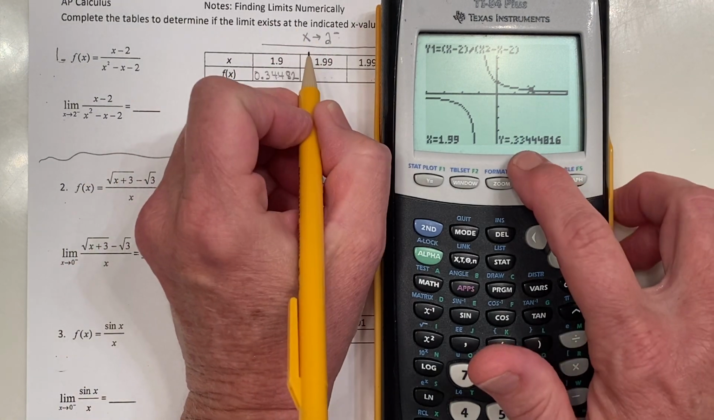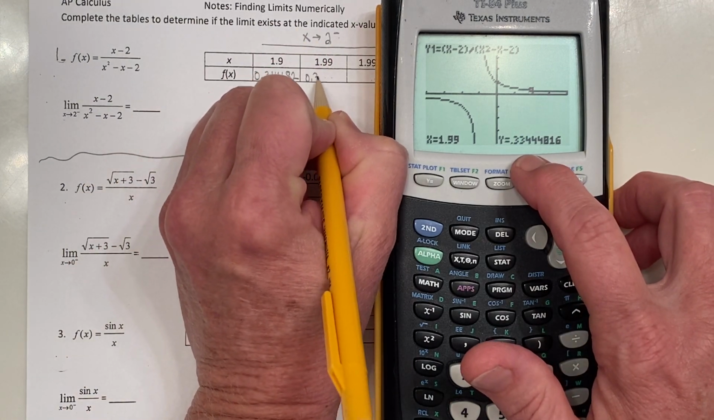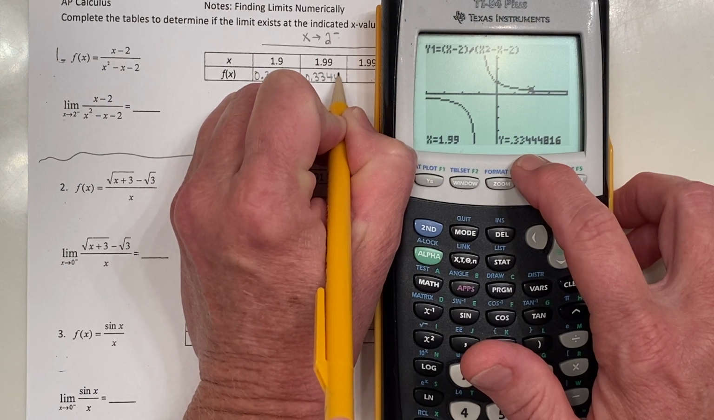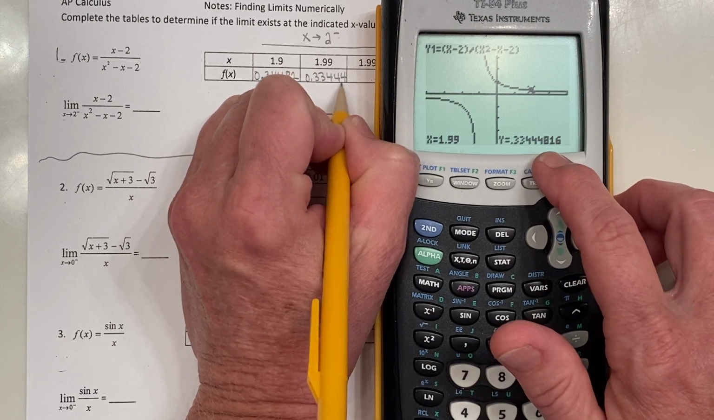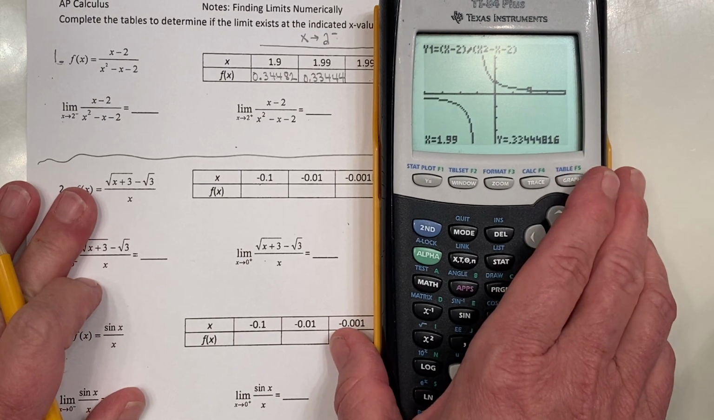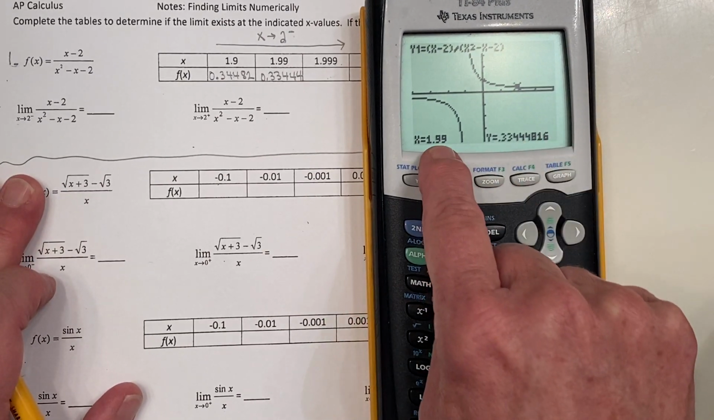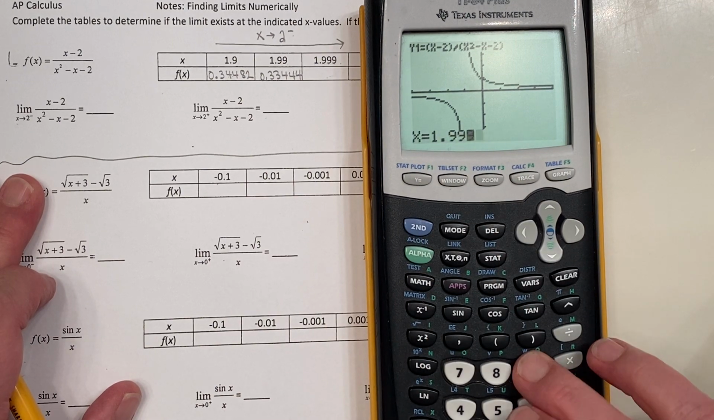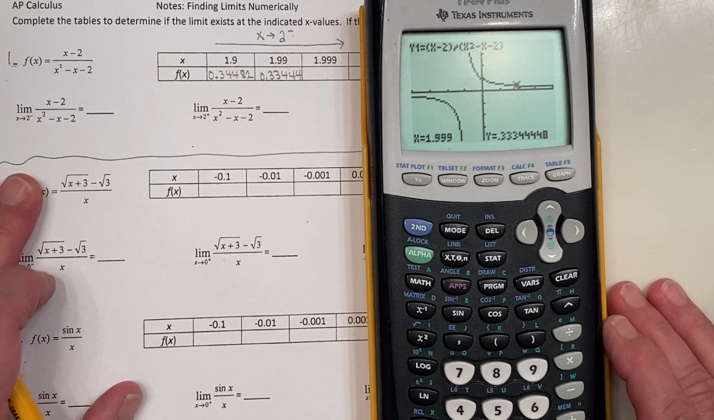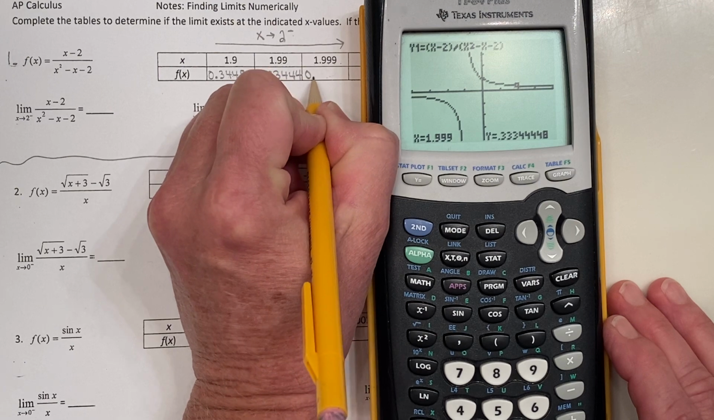Okay, well, 5 decimals, 0.33444, or you could round that last digit up to 5. I'm thinking it's getting closer to a third. Let's get even closer to x equals 2 by plugging in 1.999.